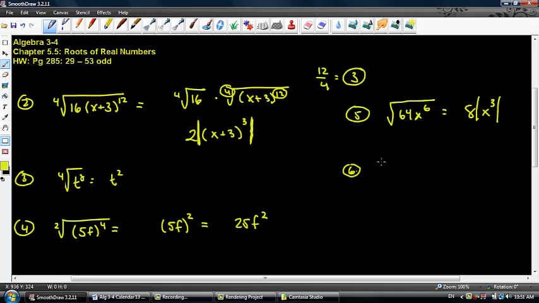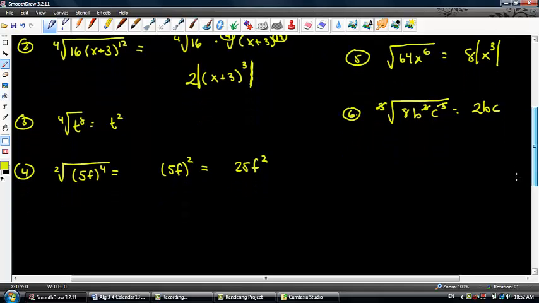Number 6. The cube root of 8 b to the 3rd c to the 3rd. Well, the cube root of 8 is 2. The 3's are going to cancel each other out, so I end up with 2bc. Now, I'm taking the odd root of something, which means I do not need absolute values, because remember, odd roots can produce negative numbers, and it's not a big deal.